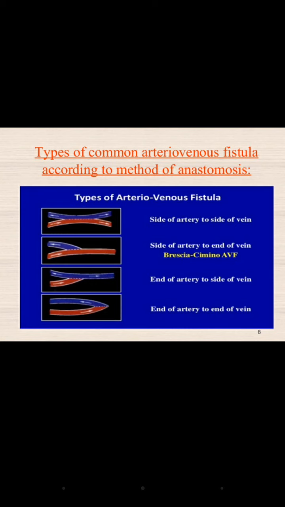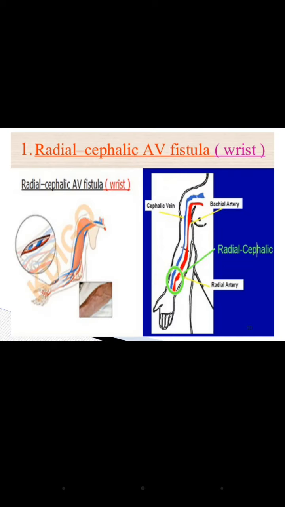Now, what are the common fistula sites, right? We can anastomose these artery and vein by side of artery to the side of vein, then side of artery to the end of vein, or we can use the end of artery to the side of vein, or end to end, means end of artery to the end of vein. So these are basically the common methods of anastomosis in which we can use the side of the blood vessel or the end of the blood vessel.